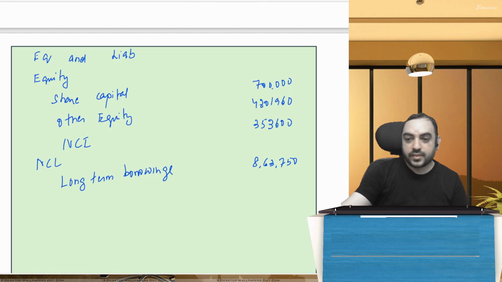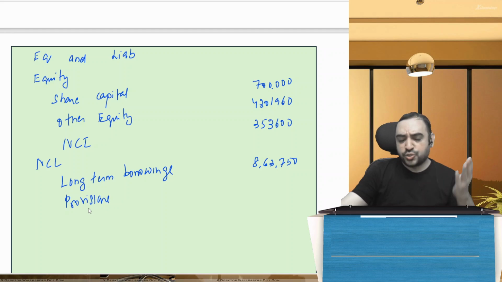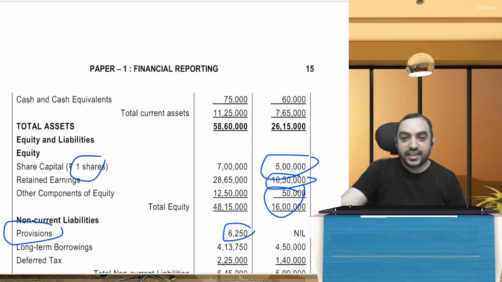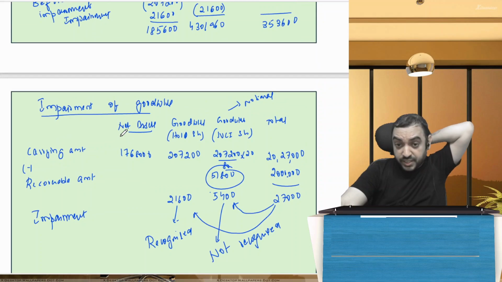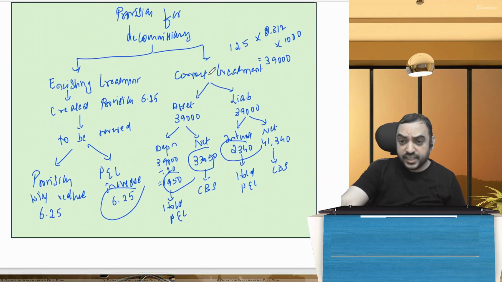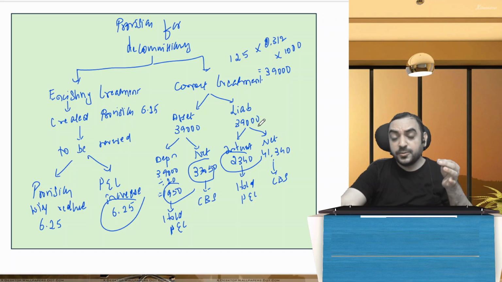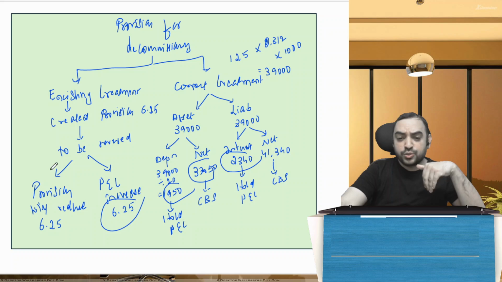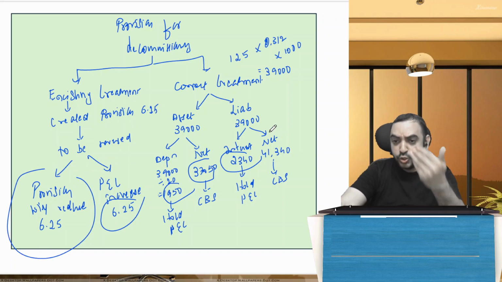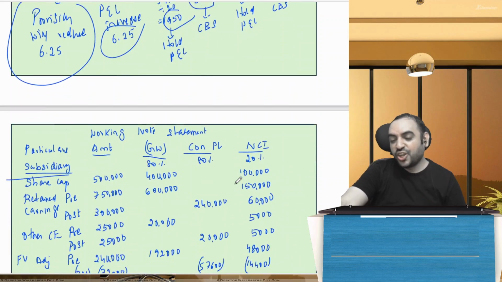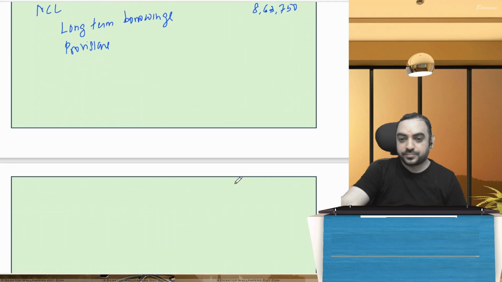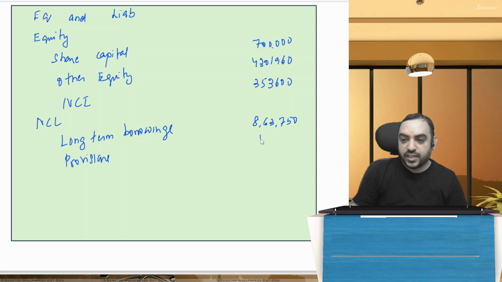Then provisions also, long-term provisions. We have done the calculation, 6250 minus 6250. Then I showed the calculation of that decommissioning liability. The correct treatment: liability 39,000 plus 2340, 41,340. Existing, don't worry, 6250 will reduce, that will become 0. So new provision 39,000 plus 2340, you get 41,340. Then deferred tax.